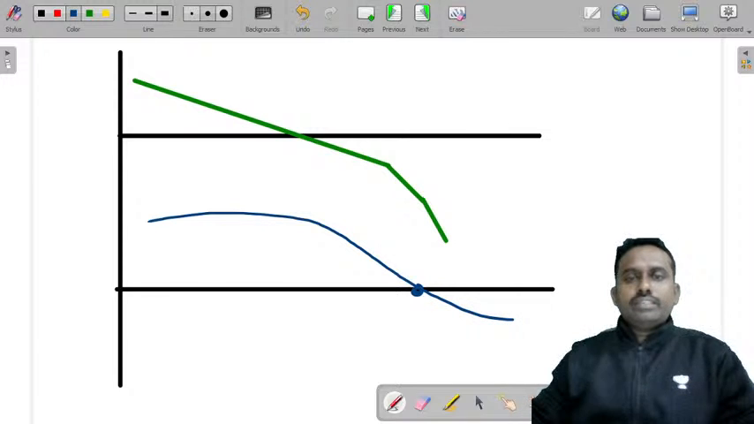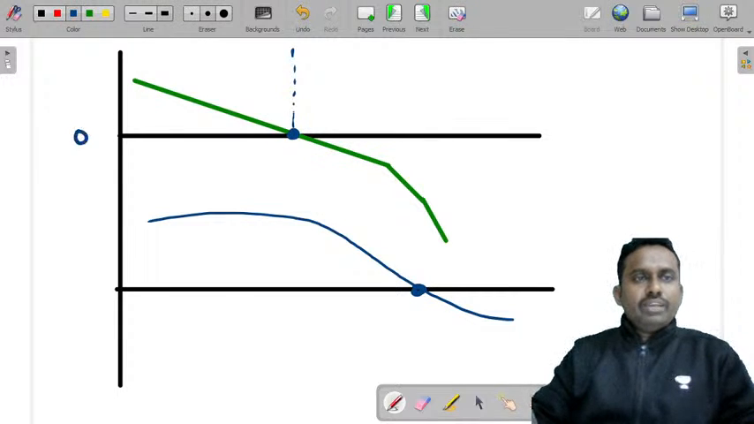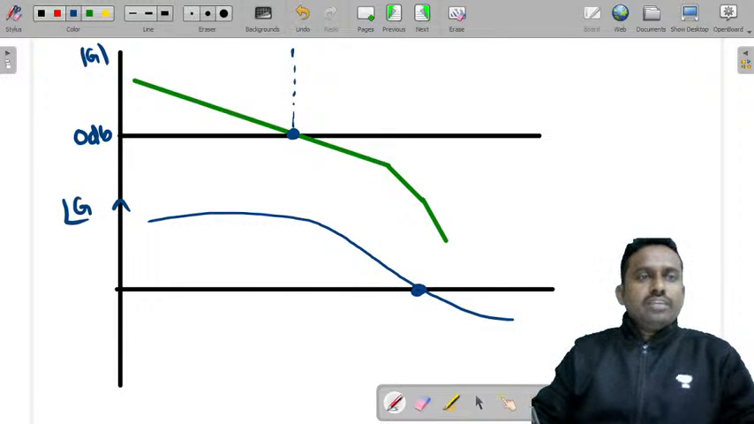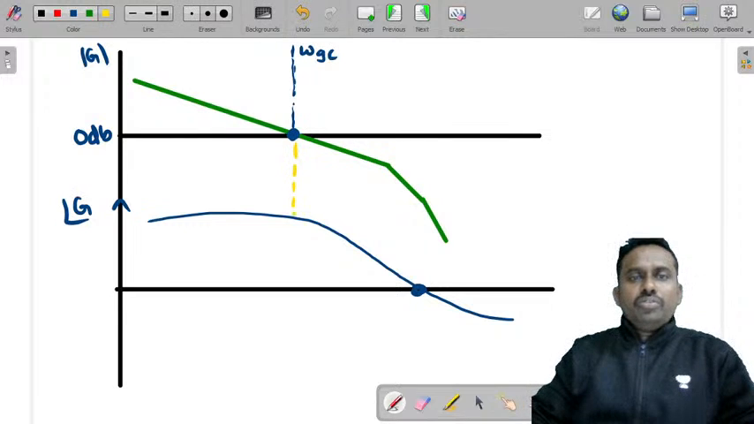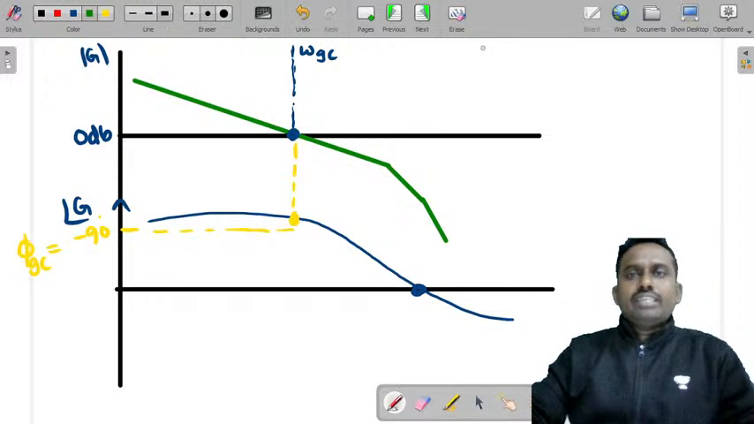so this frequency at which it will intersect, this is 0 dB reference, and this is magnitude G, and this is phase angle G. At 0 dB it is intersecting at a particular frequency. We call this frequency as omega GC, gain crossover frequency, and we are extending the same line onto the phase angle plot, and we will observe the phase angle at this gain crossover frequency, and this we got it as minus 90. We call this as phi GC, phase angle.